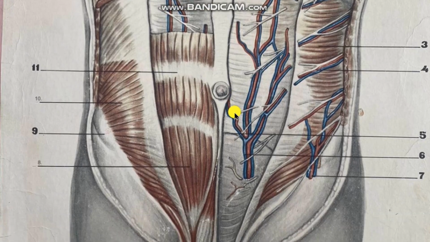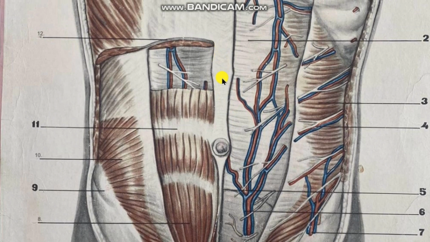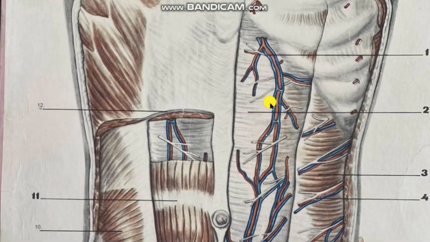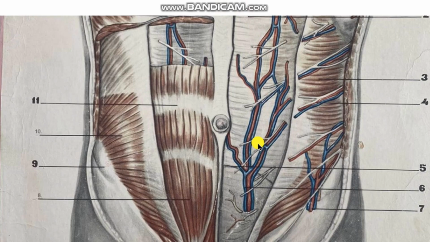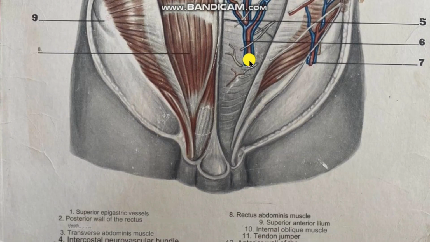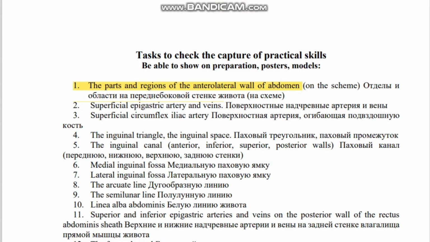As you can see here, it's the linea alba, which is in the middle. You can see the epigastric vessels, superior and inferior epigastric vessels, the rectus abdominis muscle, its rectus sheath, and the posterior wall. So that's all. Let's go to the next question. Next we have the superficial epigastric artery and veins.